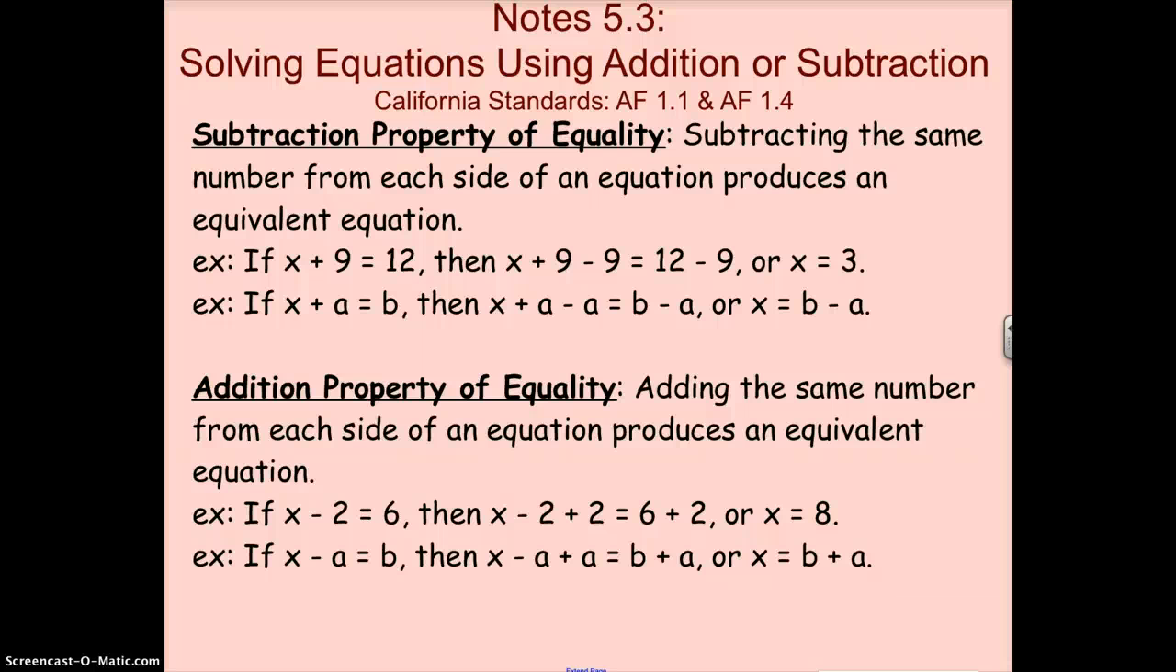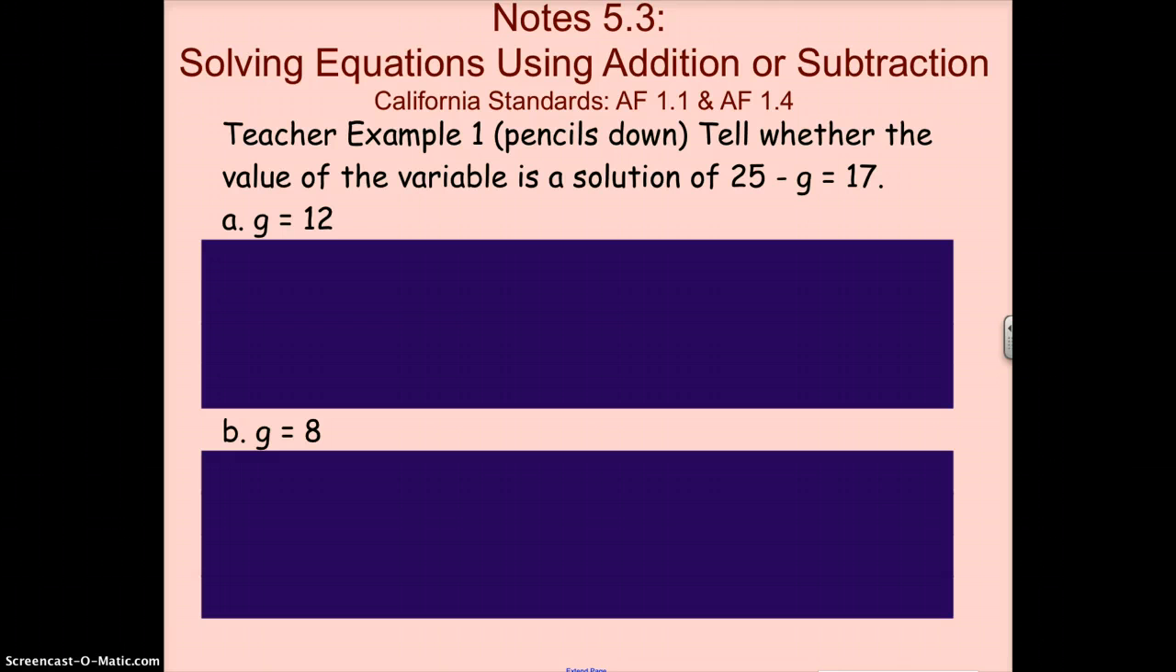produces an equivalent equation. So for example, if I have x plus 9 equals 12, if I subtract 9 from both sides, I'm going to get x equals 3, and it is an equivalent equation. All I'm doing is removing the 9 from both sides. And then with the addition property, I could add 2 to both sides when I have x minus 2 equals 6, and I'll end up with x equals 8. Again, an equivalent equation.